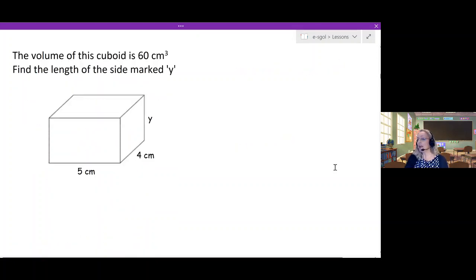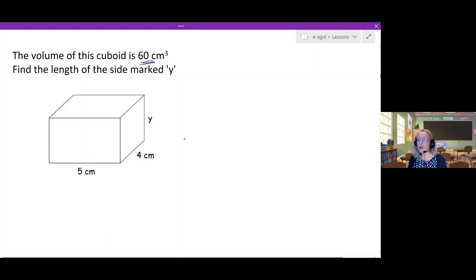Now, sometimes we have to work backwards. So in this case, it says the volume of this cuboid is 60 centimetres cubed. Find the length of the side marked Y. So this time I've been given my volume and I've got to find a missing side.